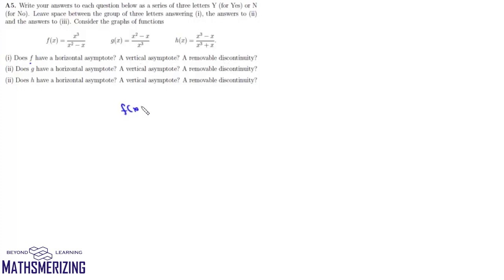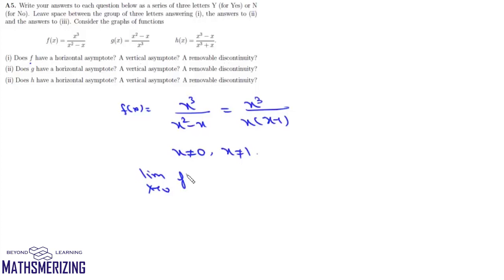Now if we look at this function f(x), it is x cubed upon x squared minus x. Now we'll take x common, we can write x cubed, and here it will be x into (x minus 1). Now this function is not defined at x equals 0 and x equals 1. Now we'll take the limit as x tends to 0 of f(x). Here x and x will cancel, so it will be 0 upon minus 1. So this value is 0. And then the limit as x tends to 1 of f(x) approaches infinity.